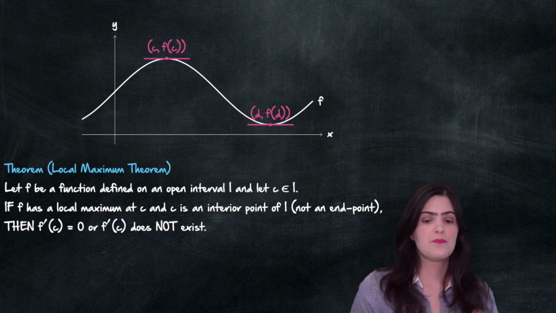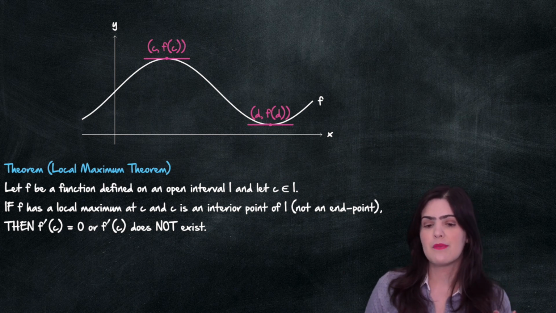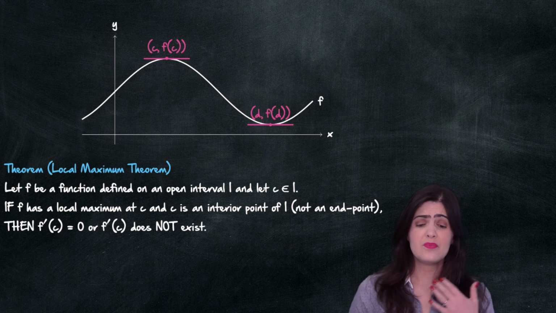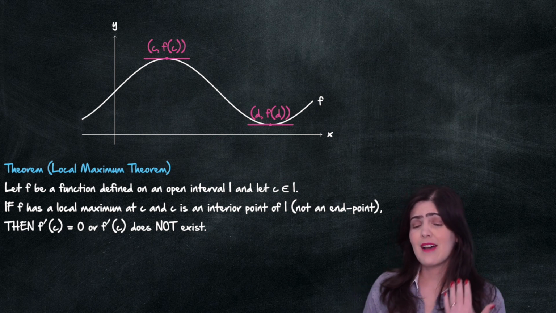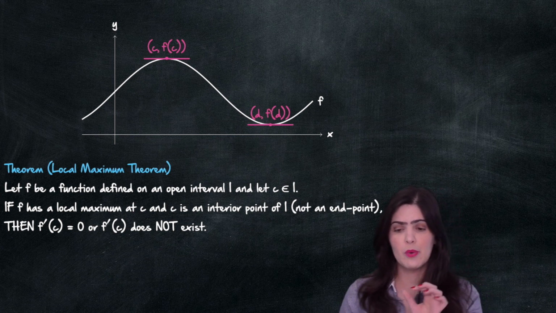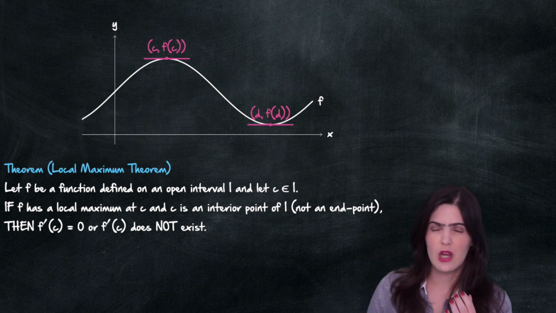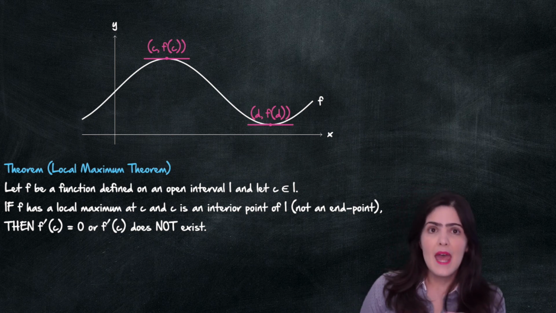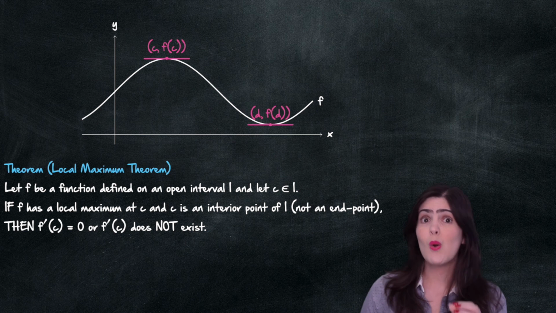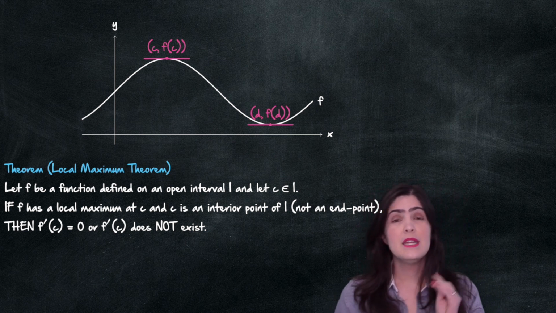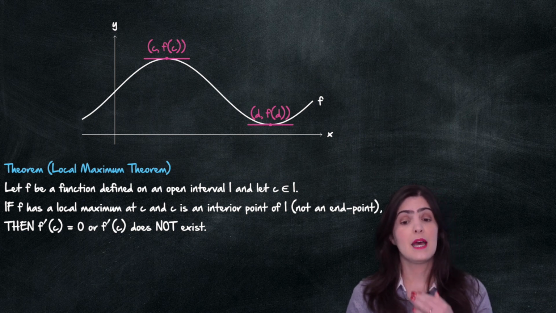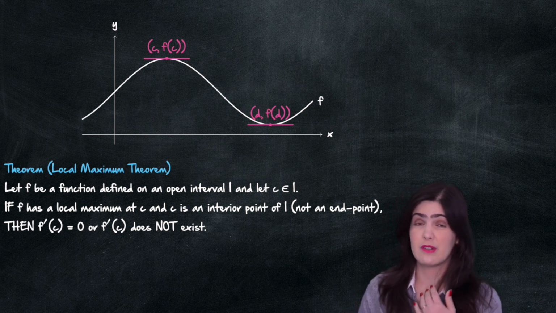And that's what this, I'm going to call it the local maximum theorem, tells us: if I have a function that is defined on an open interval, and I know that function f has a local maximum at c, and c is an interior point, this is just to be able to talk about derivatives, then f prime of c is equal to 0 or it doesn't exist. It is impossible to have a function that is differentiable at a maximum point that has derivative different from 0.